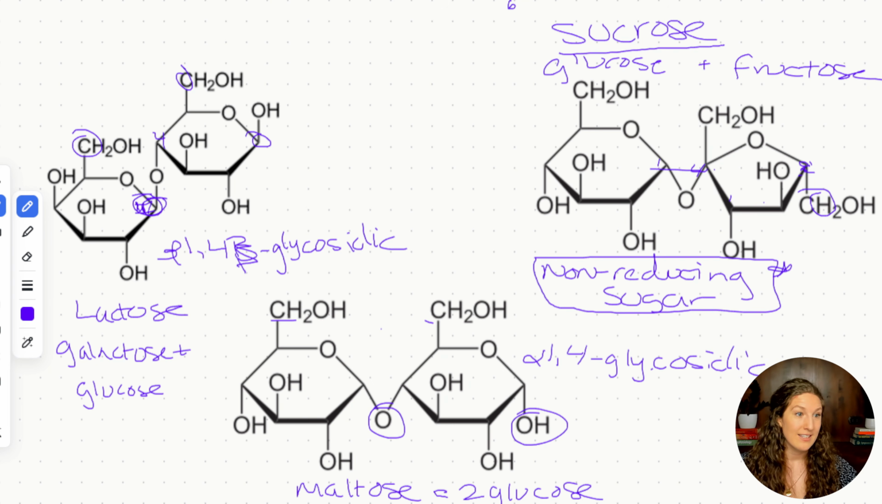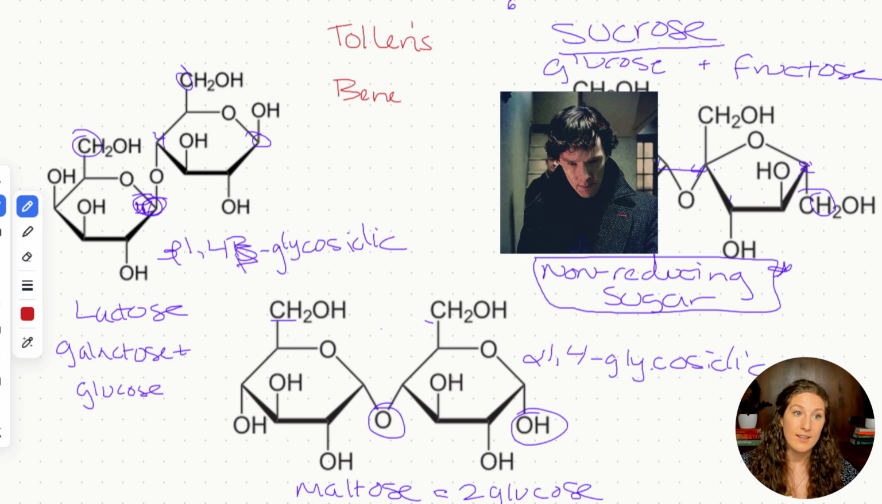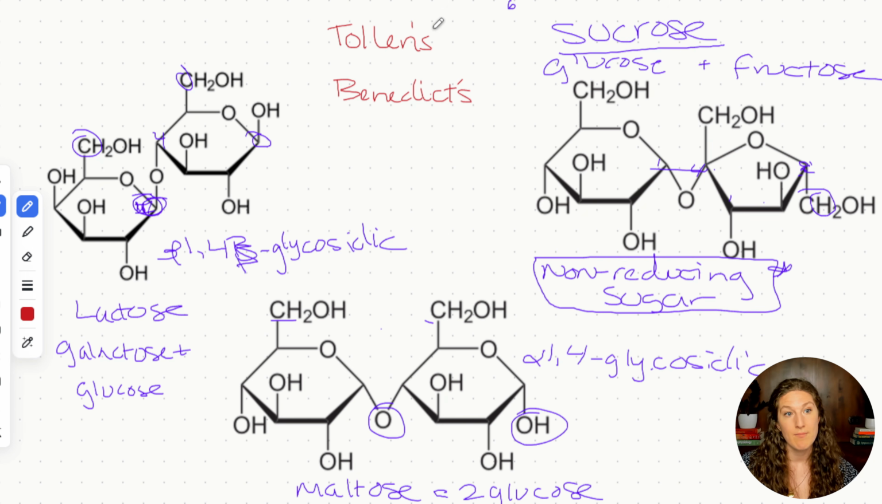There are two tests for reducing sugar that may be tested on the MCAT, and those are known as the Tollen's test and the Benedict's test. Both of them do redox reactions with metals. Tollen's uses silver and Benedict's uses copper to see if the sugar will reduce the ionized form of this metal. So if the sugar is a reducing sugar, in the Tollen's test, that silver ion will turn to silver solid, or what's known as a silver mirror, right? And in Benedict's test, if it's a reducing sugar, that sugar will reduce the copper and the copper solid will be precipitated out, all right?